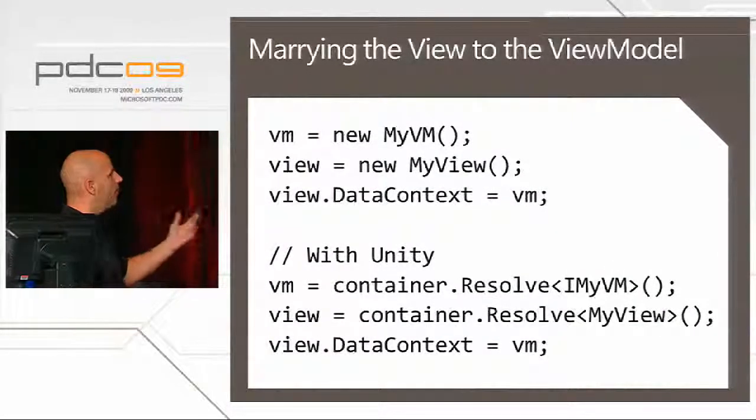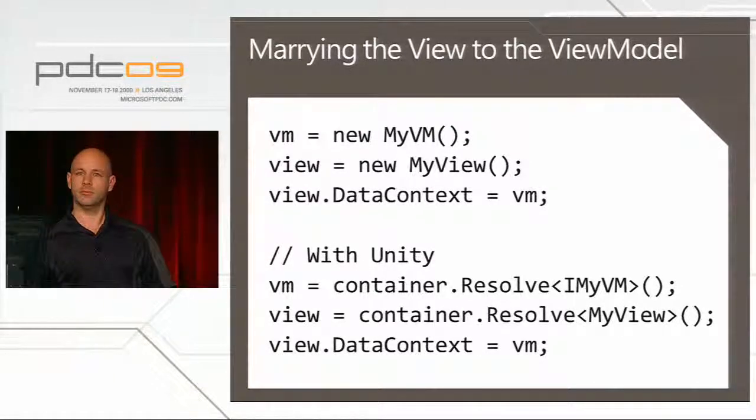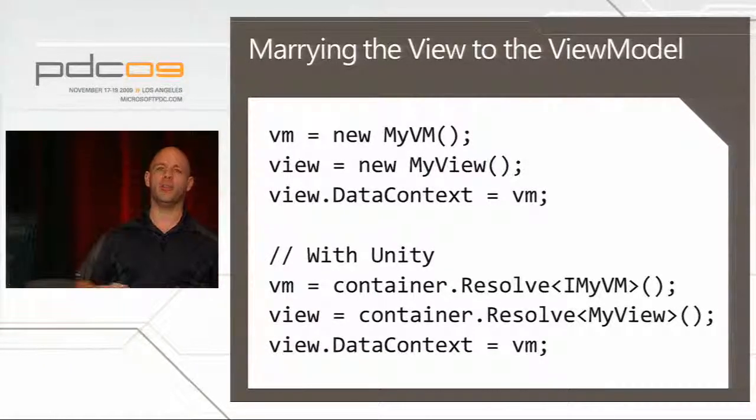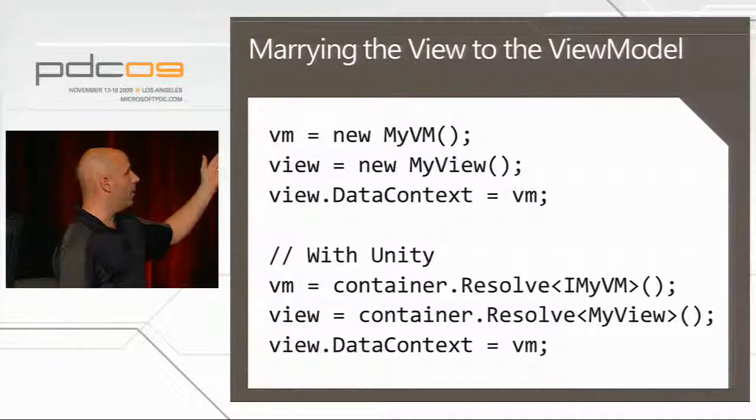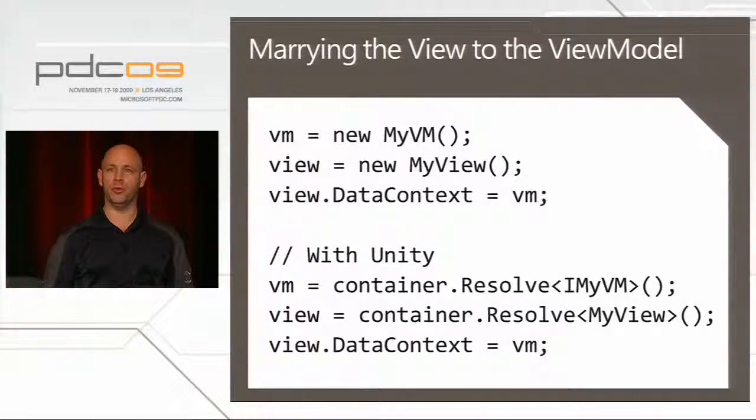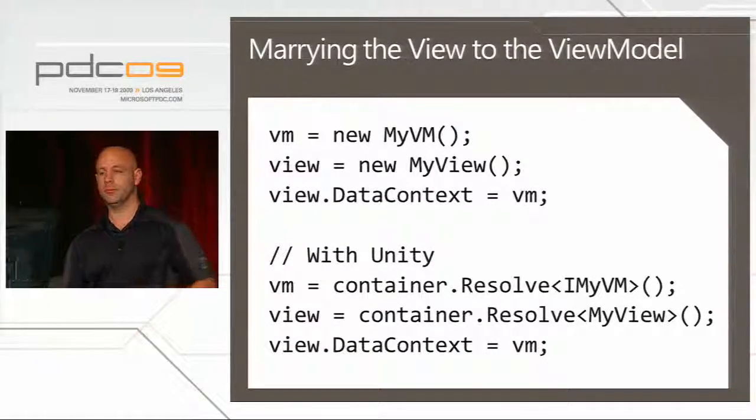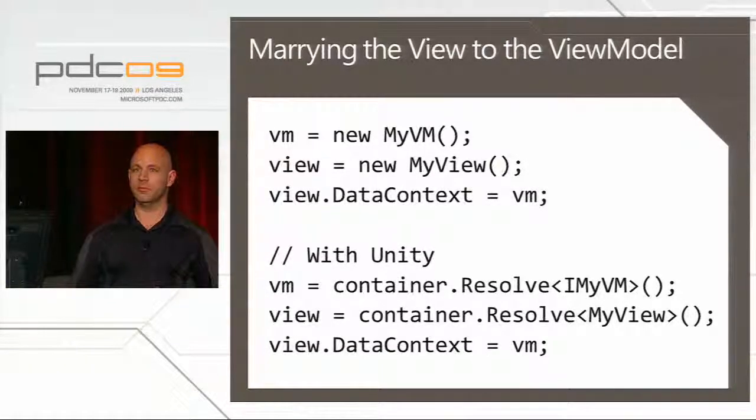So here's how this works. The top couple lines of code are what you do without Unity. Inside of this intermediary class, and I call it a screen class, its job is to create the view model, new up my view model, create my view, new it up, and then I set the view's data context equal to the view model. That's the job of the screen class, to put these two guys together.